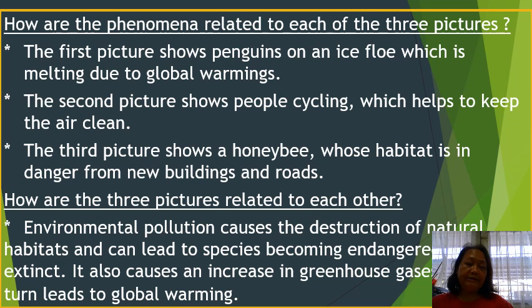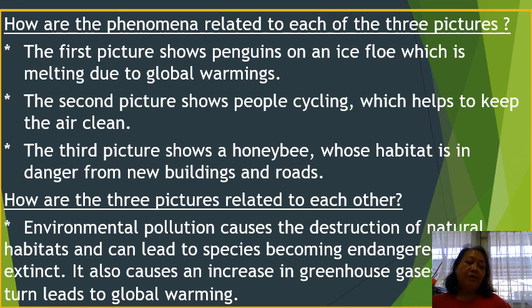Here are the suggested answers for the questions. Okay, so first, the first picture shows penguins on an ice floe, which is melting due to global warming. And the second picture shows people cycling, which helps to keep the air clean. The third picture shows a honeybee, whose habitat is in danger from new buildings and roads.